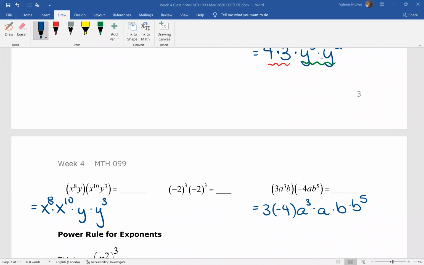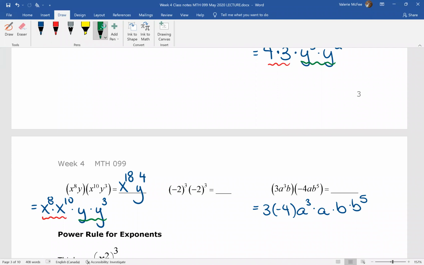Now you can see I changed the order for the first question. You don't have to do that, but it might help you see the question a little bit more clearly. I see I have 2 factors with a base of x. Keep the base, add the exponents. 2 factors with a base of y. Keep the base, add the exponents. If you haven't already finished, pause your video, do the last 2.